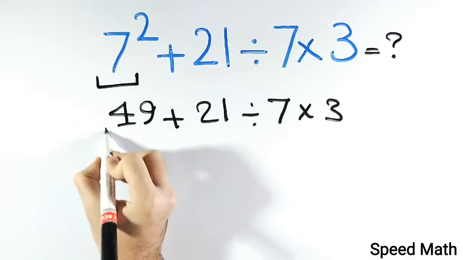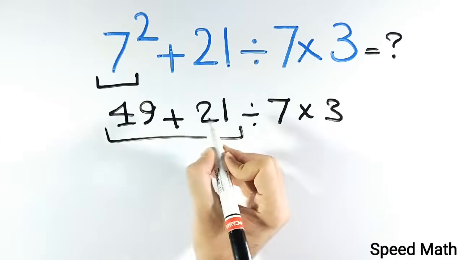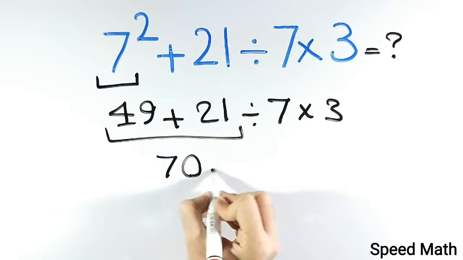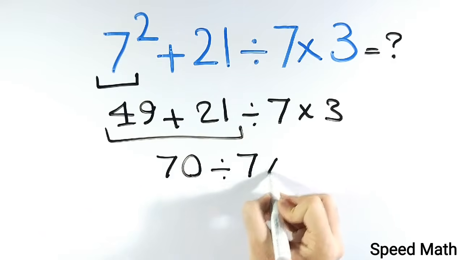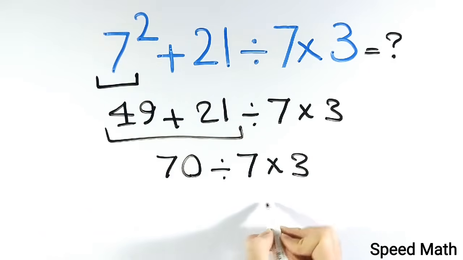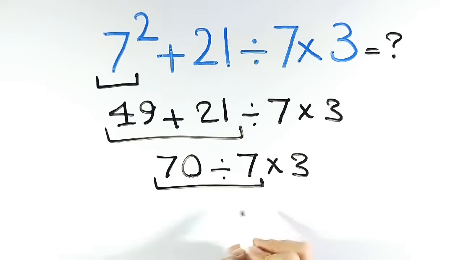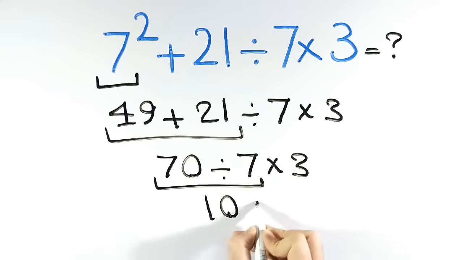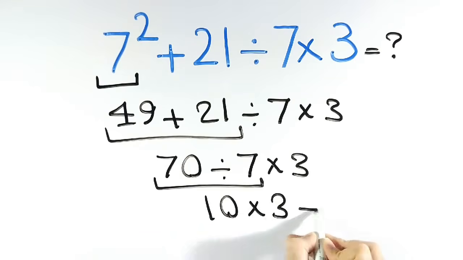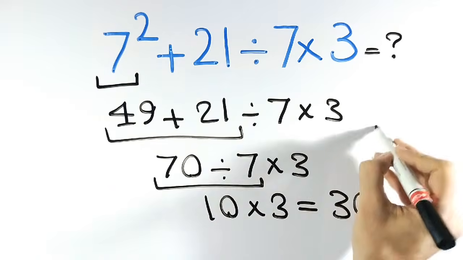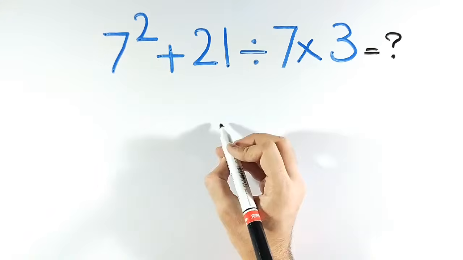And the next step, they go for the addition between 49 and 21 and write this expression as 70 divided by 7 multiplied by 3. And the final step, they go for the division between 70 and 7 and instead of this expression, they write 10 multiplied by 3, which finally gives them the answer 30. However, this answer is actually incorrect.